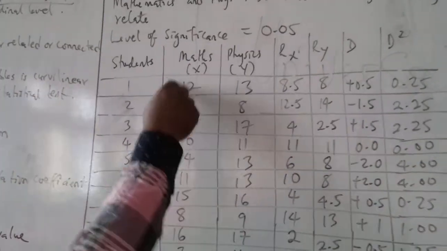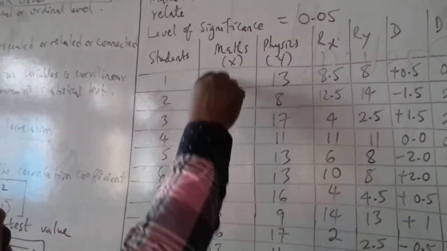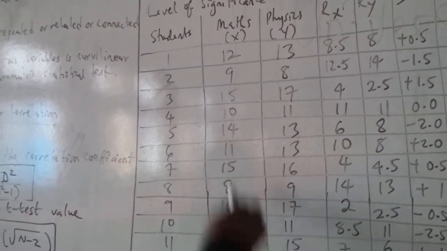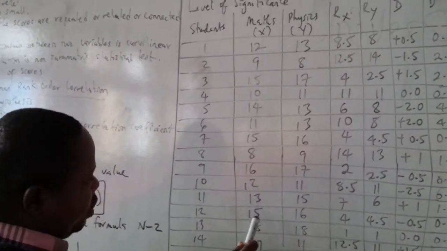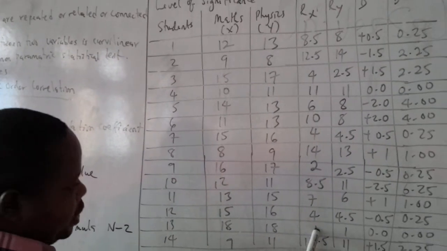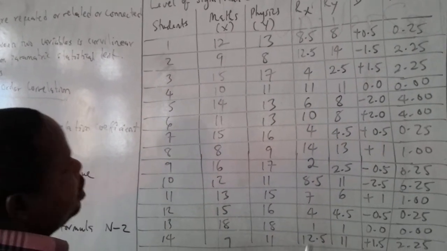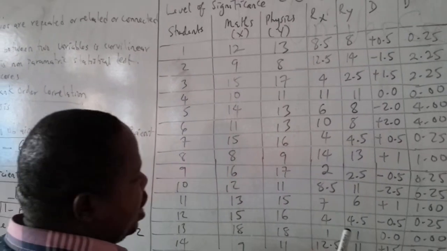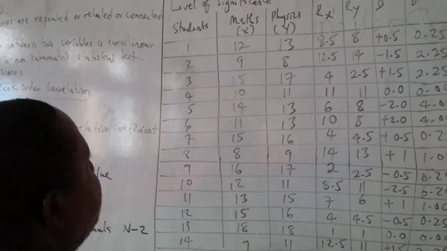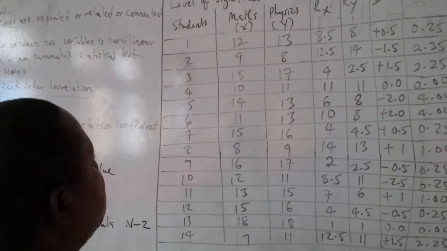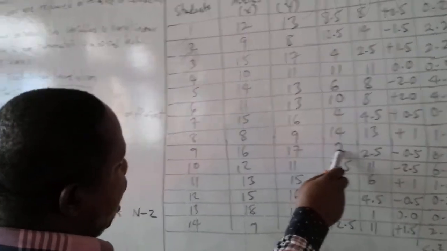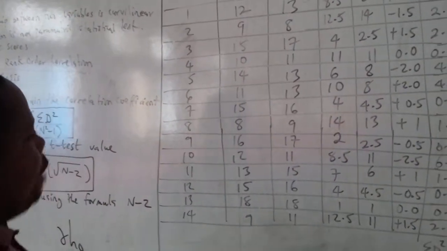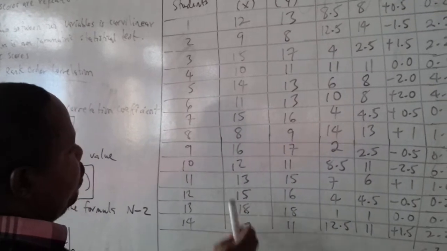You rank the scores in the mathematics column from the highest to the least. Now, if you look at the scores in this column very well, you will notice that 18 is the highest. And so that 18 is rank 1. After 18, the next score is 16. And 16 is rank 2. After 16 is 15.